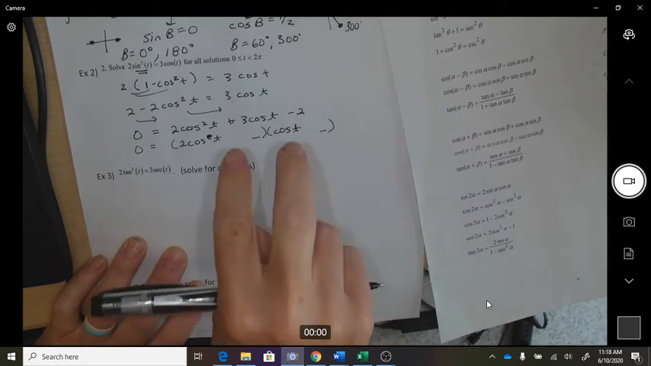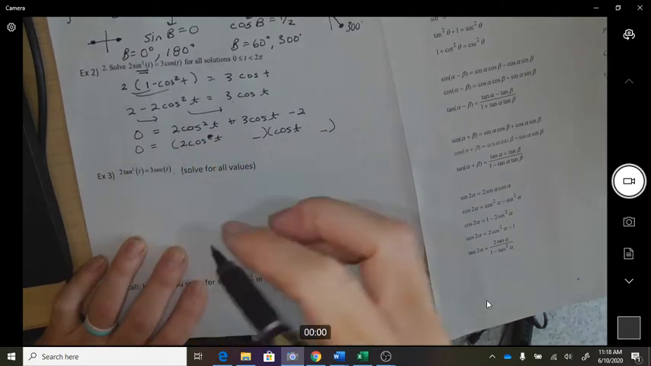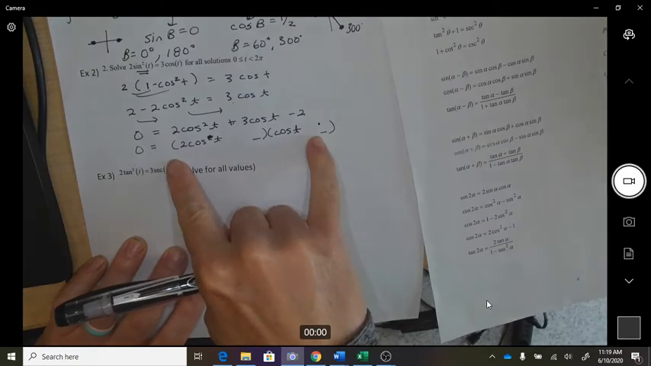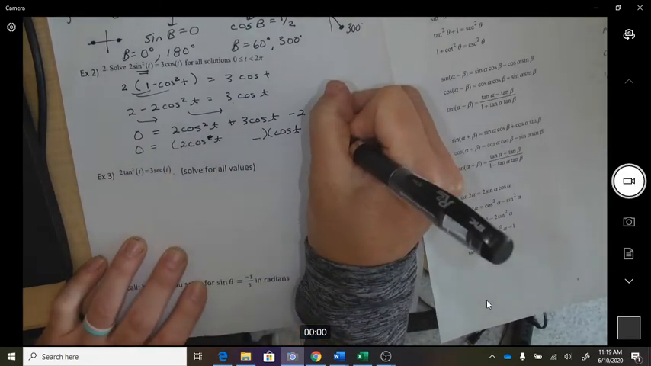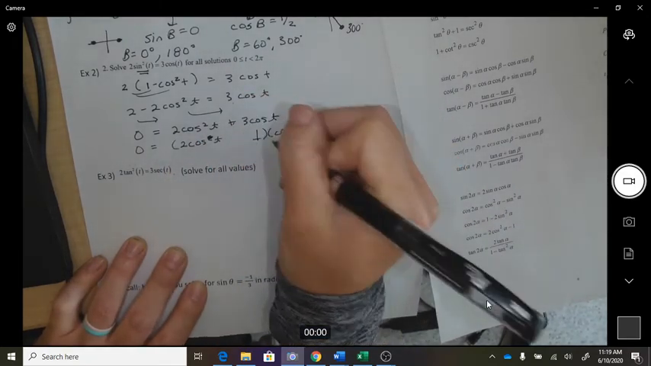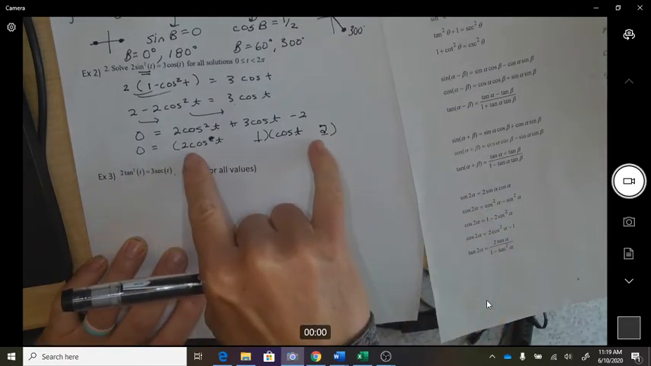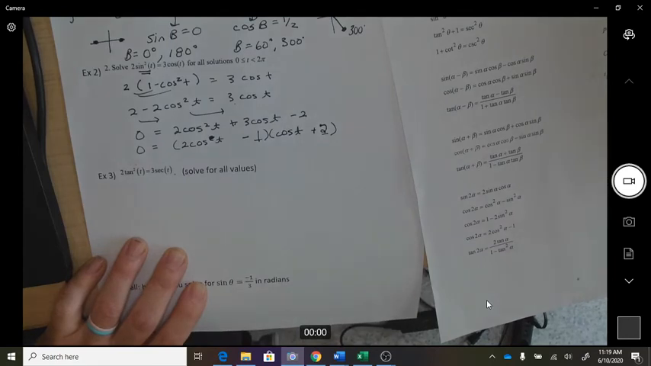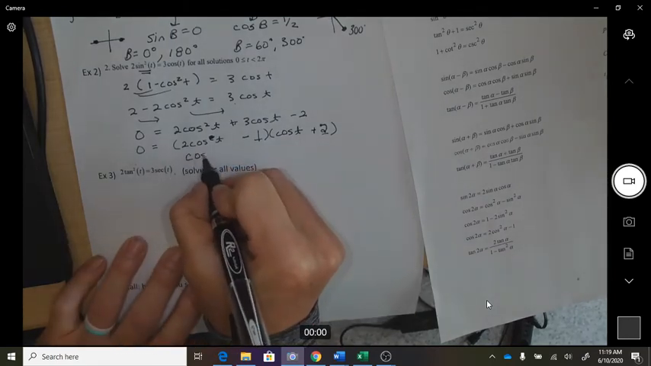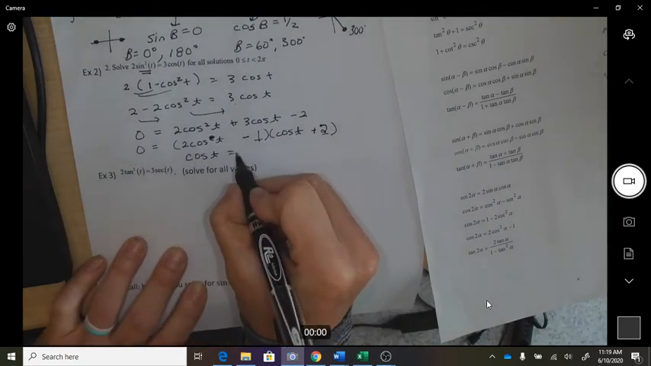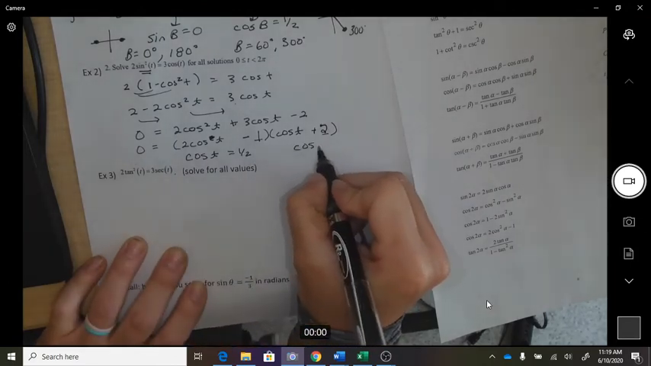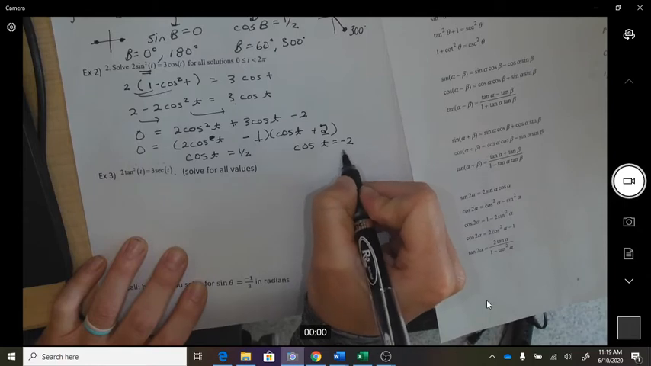So where are you going to put your 2 and your 1? I'm going to put 2 here, because that's going to make 4 and 1. So 4 positive, 1 negative. That works. So my solution would be for the t angle, where cos would be a half. And over here, cos of t would have to be negative 2.